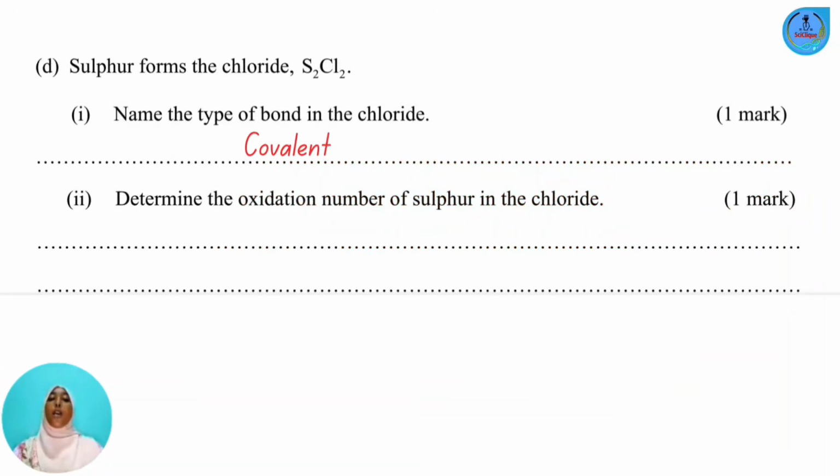Roman number 2, determine the oxidation number of sulfur in the chloride. Now, I don't know, at this point of the video posting, whether you have tackled electrochemistry in your respective schools. Okay, so I'm going to take it a bit slow so that by the end of it, you should have understood this, even though you might not have tackled it in your schools.